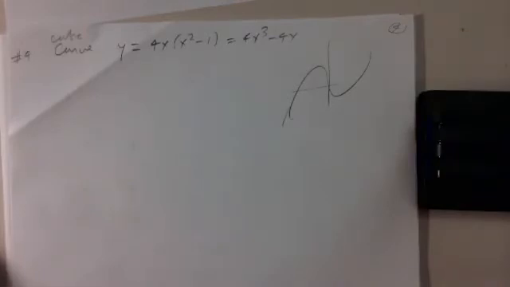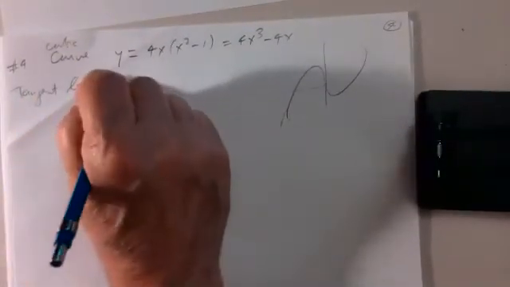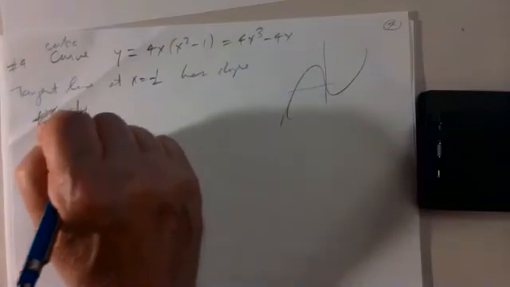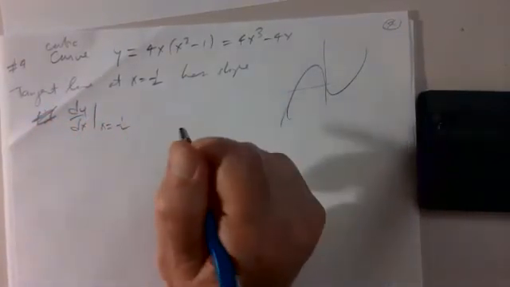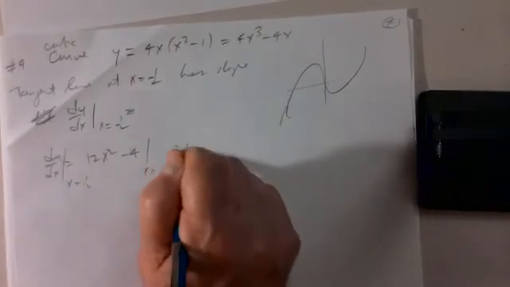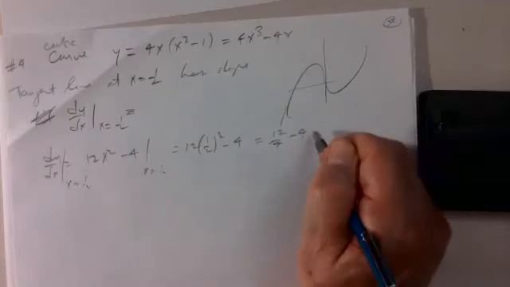Find the slope of the tangent line to the curve at x equal 1/2. So the tangent line at x equal 1/2 has slope the derivative of the function, dy dx evaluated when x is equal to 1/2. What is dy dx? You differentiate this, you get 12x squared minus 4. And if you evaluate this at x equals 1/2, you get 12 times 1/2 squared minus 4. That's 12 over 4 minus 4, which is 3 minus 4, which is minus 1.